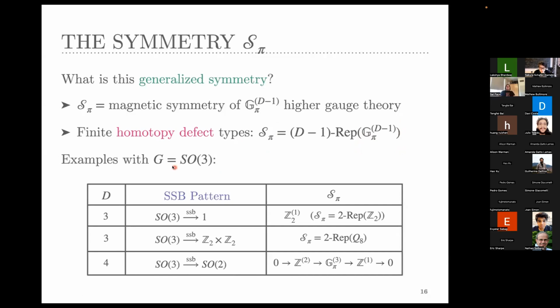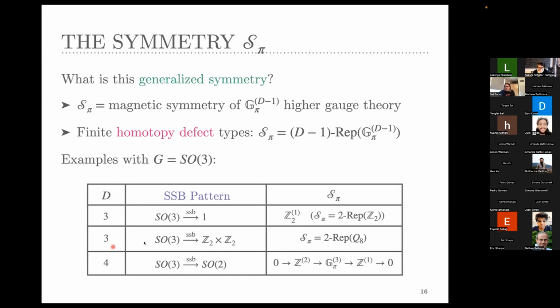We'll just consider G equals SO(3). And after these papers, I think G equals SO(3) is my favorite group right now. So for the first example, let's be in D equals 3 spacetime, and we'll have SO(3) break down to nothing. In that case, in D equals 3, there's an emergent Z2 1-form symmetry. And if we were to condensation complete the fusion category, we could say that the fusion 2-category is 2Rep(Z2). It includes a Z2 1-form symmetry and includes 0-form symmetries, which are condensation defects.